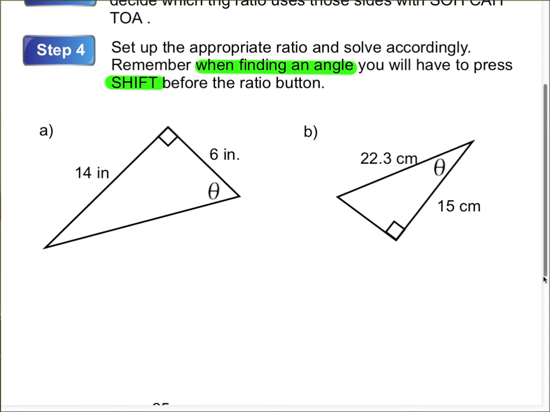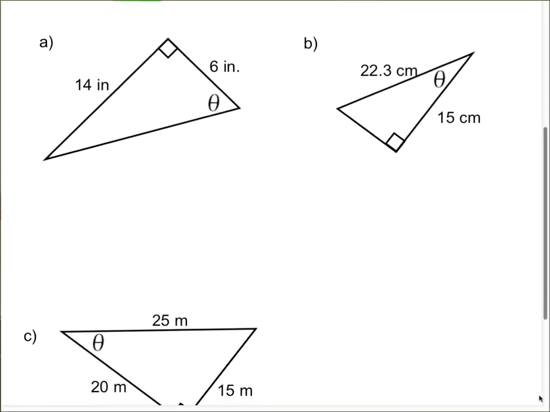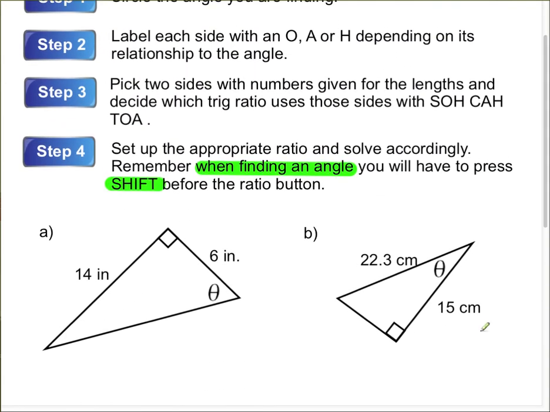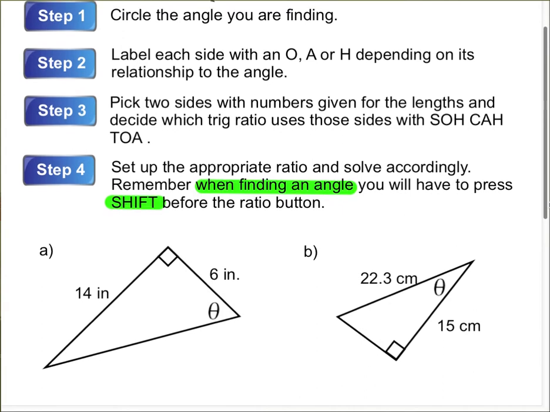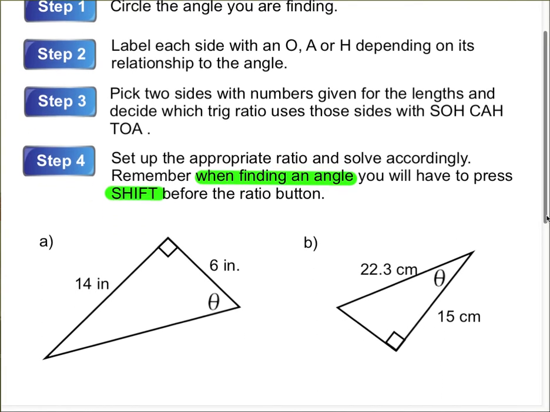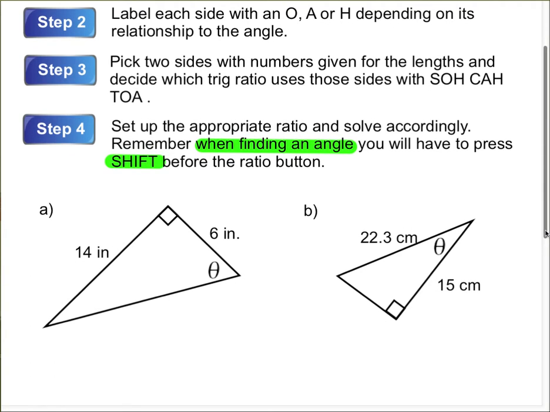Alright, now let's go down here. We've got part A, B, and C, and then that's it. We got 3 things we're going to find. So let's follow these steps. I'm going to pull this down so you can still see the steps. First step says circle the angle you're finding, and now I'm going to make step 1 disappear because that's a pretty easy step.